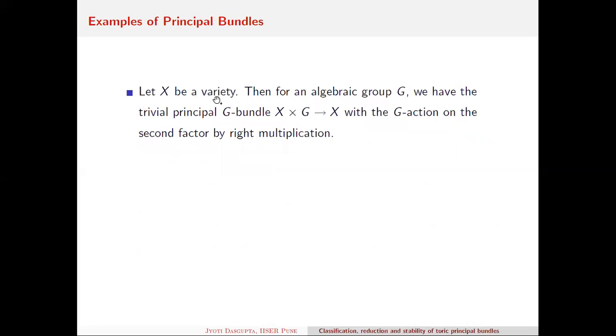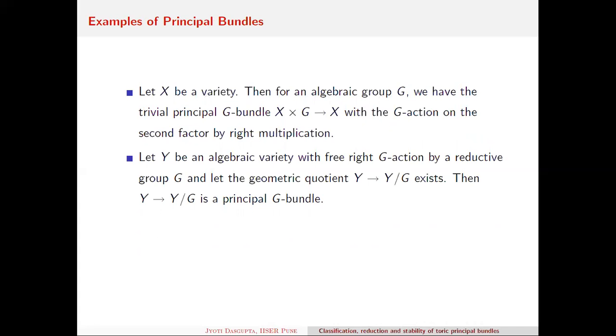That means we have a variety X, then for any algebraic group G, we can define the trivial principal bundle. That's X cross G to X, where the G action on X cross G is given by acting trivially on X and by right multiplication on G. So that's the first example. Another example would be to take an algebraic variety Y, with a free right action by a reductive group G. And we also assume that the geometric quotient exists. Then this is an example of a principal G bundle.